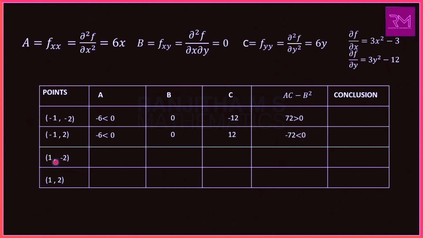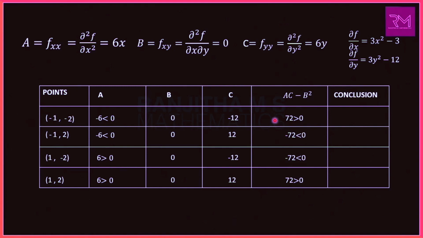In the similar way, substitute x as 1 and y as -2. We get A as 6, B as 0, C as -12, and AC minus B square is 6 times -12, which is -72, less than 0. Then substitute x as 1 and y as 2. Here A is 6 times 1 is 6, greater than 0, B is 0 and C is 6 times 2 is 12. AC minus B square is 6 times 12, which is 72, greater than 0.